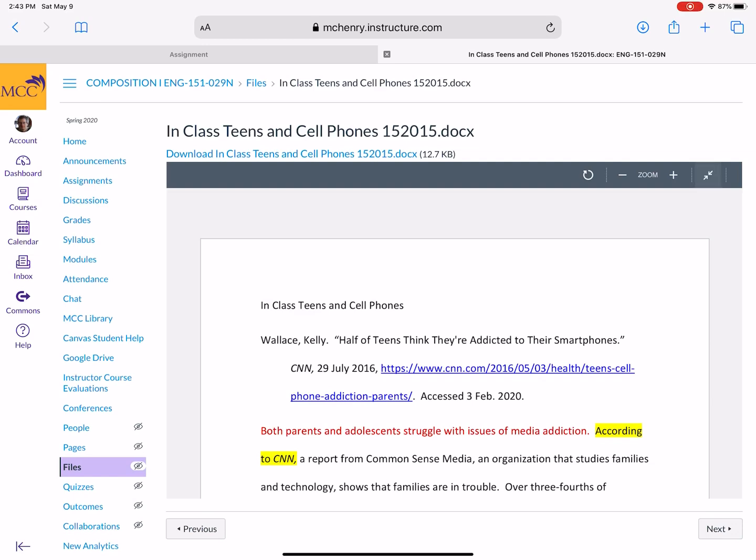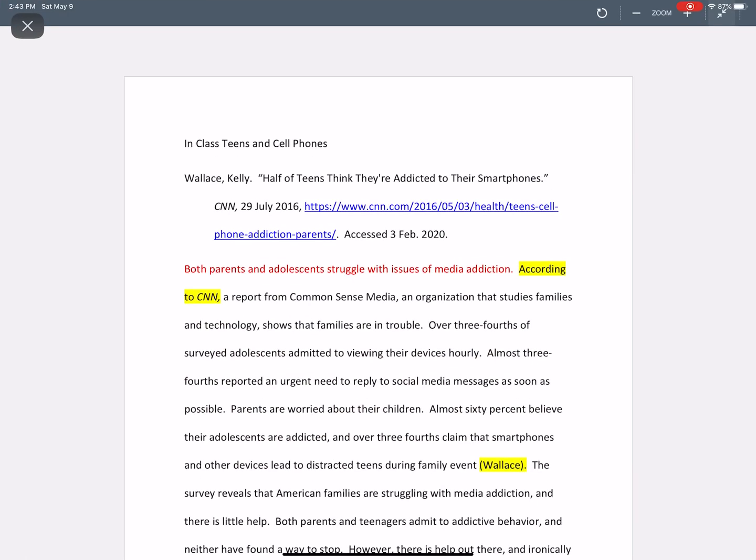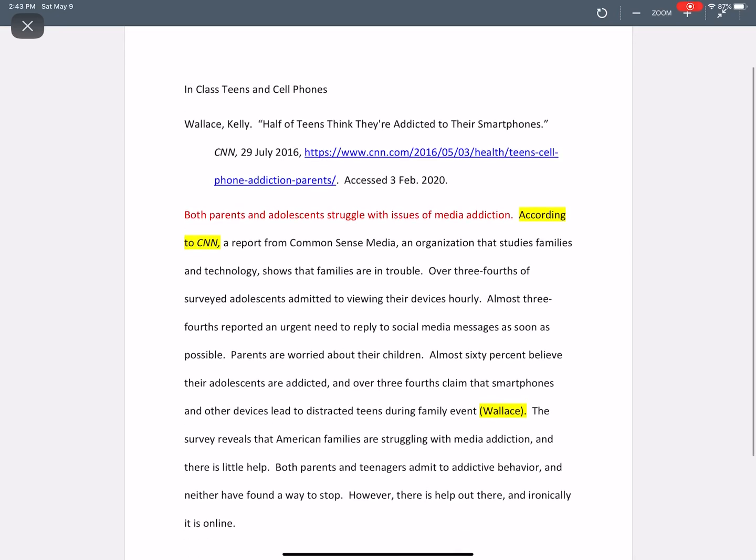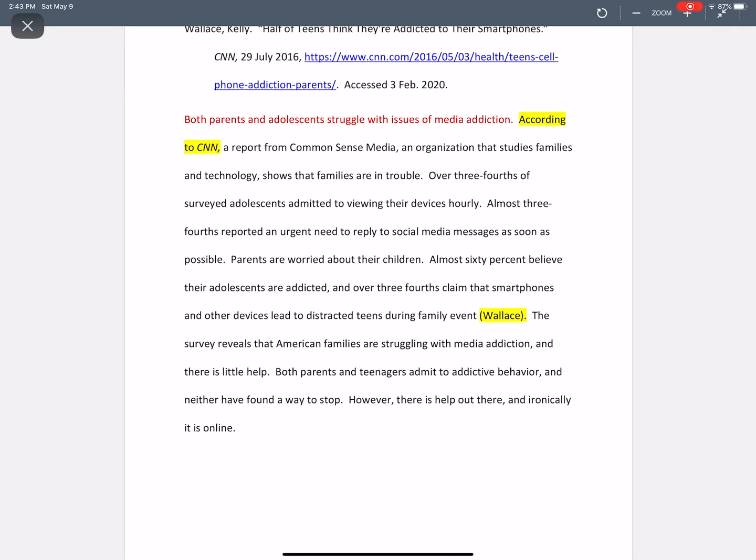Okay, so here you can see that at the top I've got the works cited entry right here. And we'll get to that later, but you can see that it's an article by Kelly Wallace at CNN, and it's got the title, Half of Teens Think They're Addicted to Their Smartphones. And again, we'll go over that a little bit later. Below that is the paragraph that I would put into my paper.